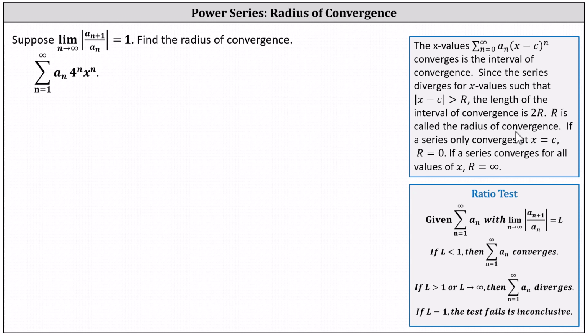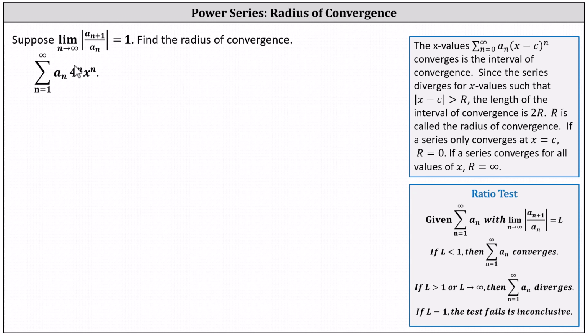If a series only converges at x equals c, r equals 0. If a series converges for all values of x, r equals infinity, or r approaches infinity. Let's use the ratio test to determine the radius of convergence.